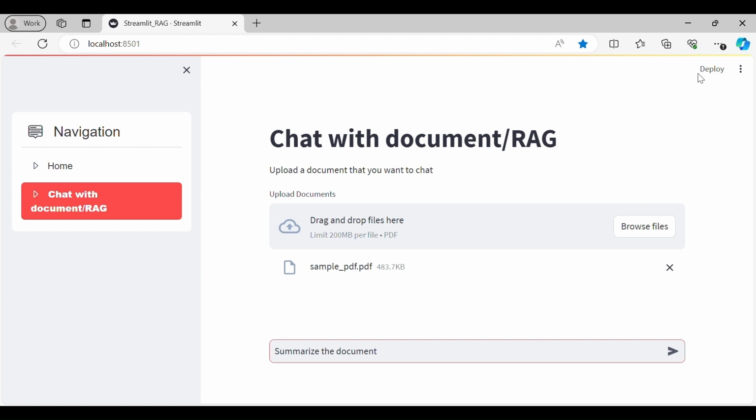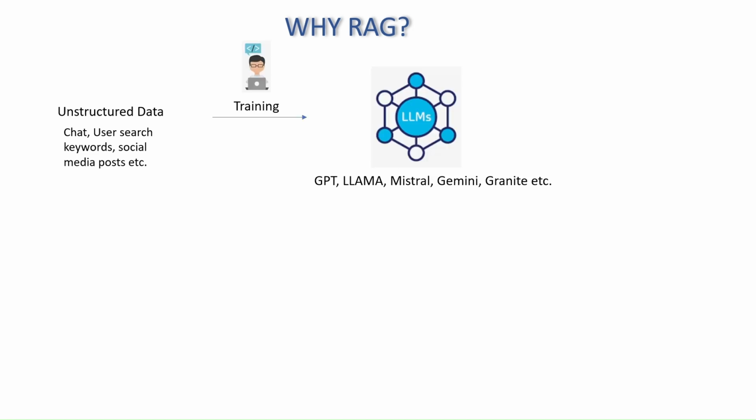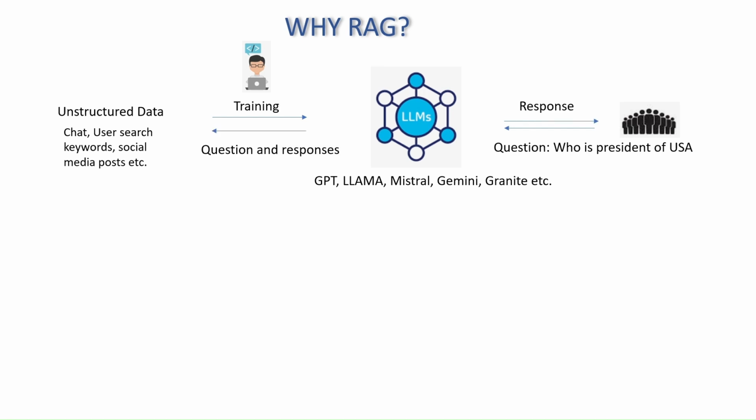Why is RAG required? Because we already have ChatGPT, Gemini, Bard. There is so much unstructured data, and through that unstructured data these LLM models are trained and built. So any question that comes, like who is the president of USA, goes back to that training. There are chances of hallucination.